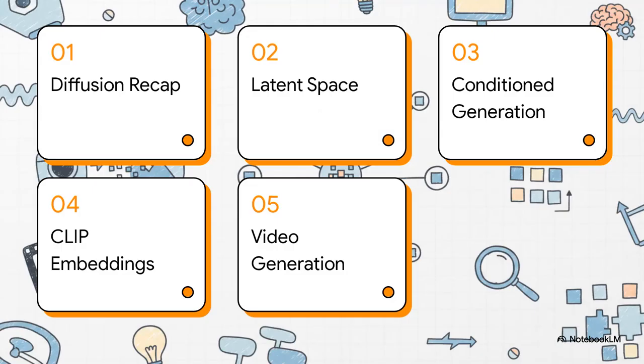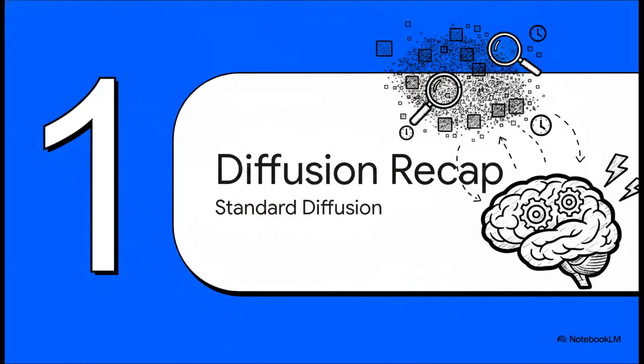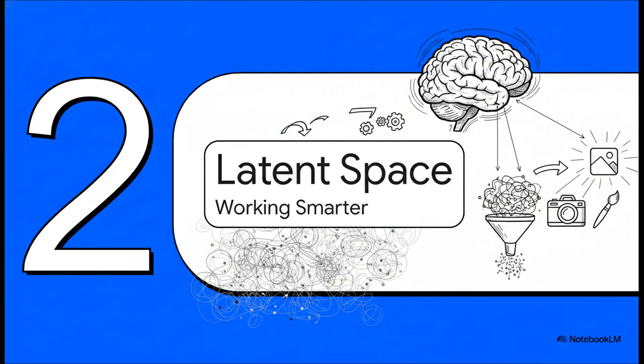So to understand how we solve that crazy speed limit, here's our roadmap for the Explainer today. First, a quick recap of diffusion. Second, the latent space shortcut. Third, conditioned generation. Fourth, CLIP, connecting words and pictures. And finally, number 5, the massive leap to video generation. All right, part 1, diffusion, a quick recap. Which brings us to part 2, the latent space shortcut.